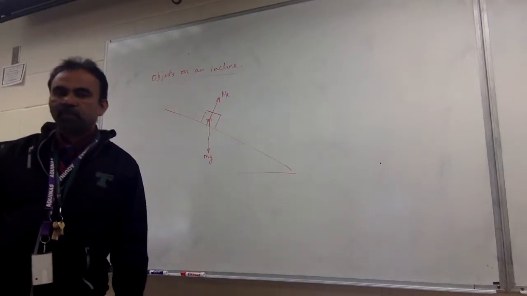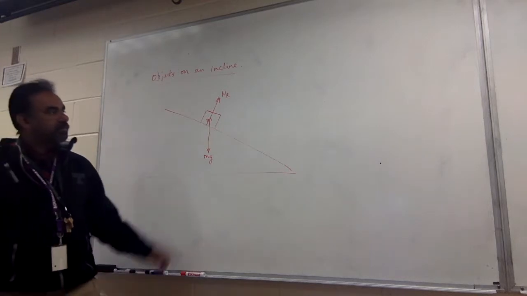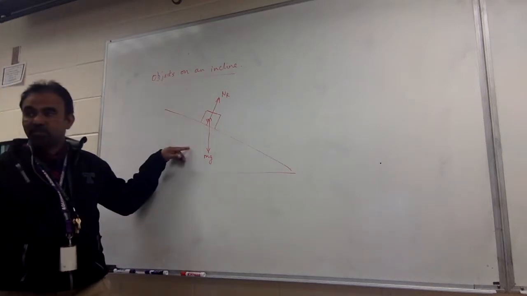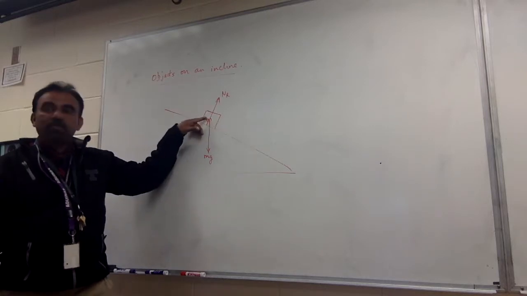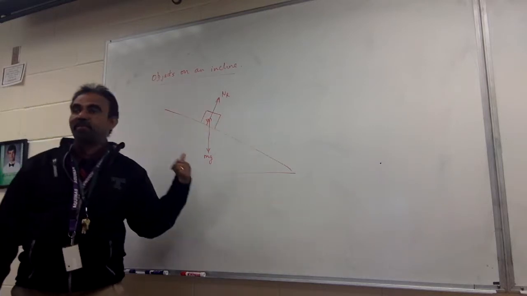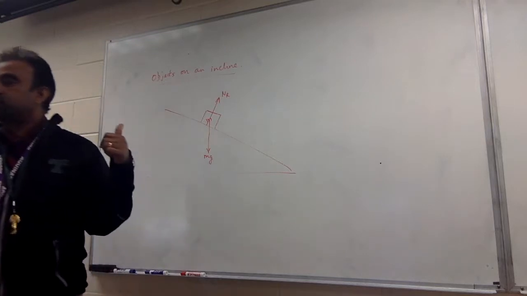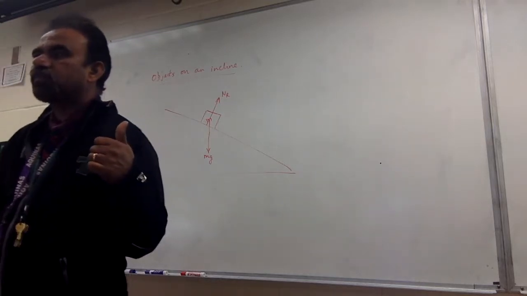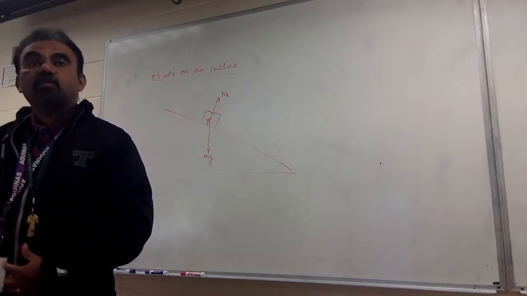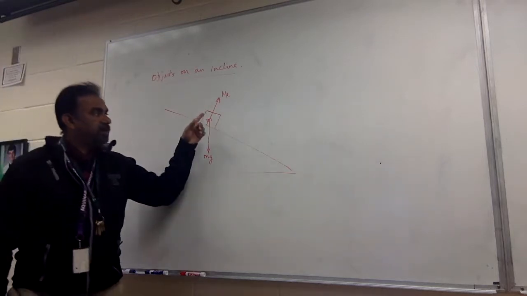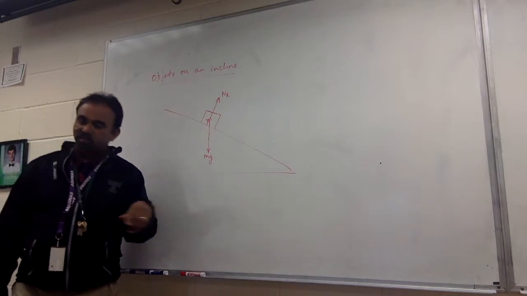What's the third law pair to the normal reaction? The block pushing this surface down. The third law pair for this is the block pushing the surface down. We don't mark it here. You know why? That's a good question. Why don't we mark the force that this is applying on the inclined surface?